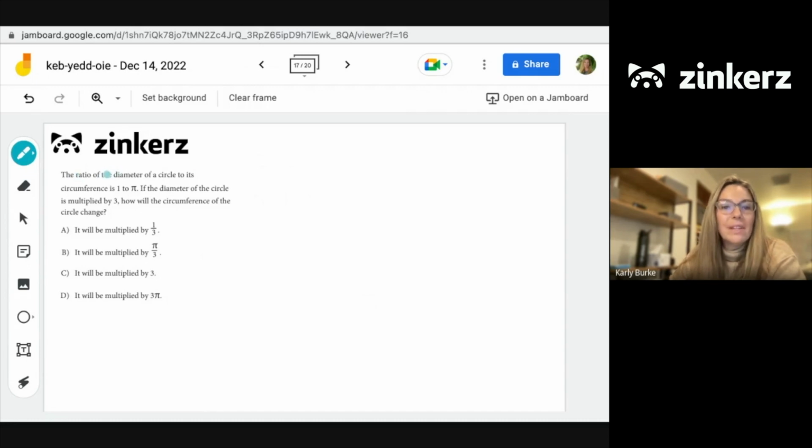We have the ratio of the diameter of the circle. Do you remember what the diameter is talking about? Diameter is just talking about if you go from one side to the other, it's a chord, but it also goes through the center. So the diameter is just two radii that are on a straight line, or diameter is straight across. So the ratio of the diameter of a circle to its circumference is 1 to pi. So the diameter to the circumference is 1 to pi.